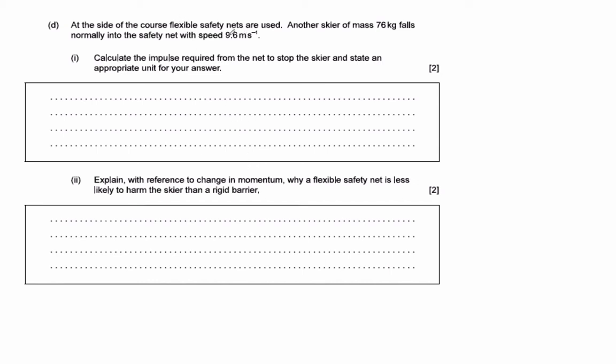At the side of the course, flexible safety nets are used. Another skier of mass 76, we changed the mass, right? Falls normally. Normally, by the way, means at a right angle, perpendicularly, into the safety net with a speed of 9.6 meters per second. Calculate the impulse required from the net to stop the skier and state an appropriate unit for your answer.